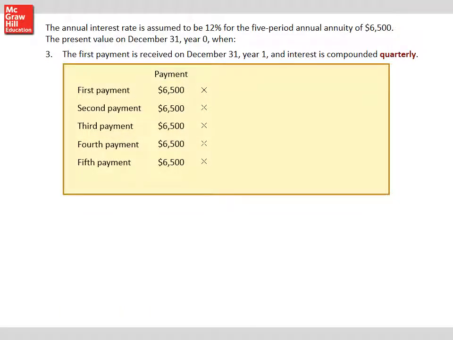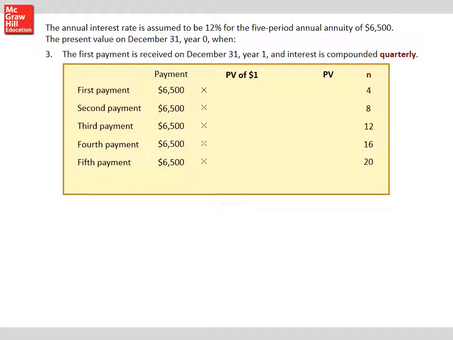Now in the last part, you're still taking $6,500 out, and it's going to happen at the end of each year because the first payment you'll take out is at the end of year one, but the interest is compounded quarterly. So we want to determine the present value of each one of these payments individually because of the way the interest is compounding. And there isn't 4 payments a year. If there was, we wouldn't need to worry about this. There's only one payment, but interest is compounding 4 times a year.